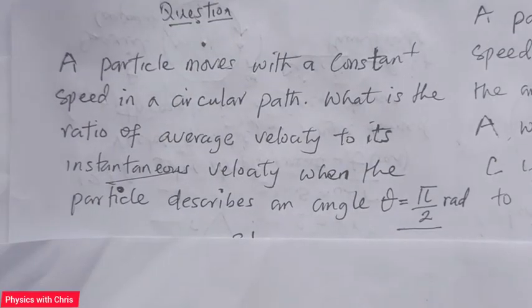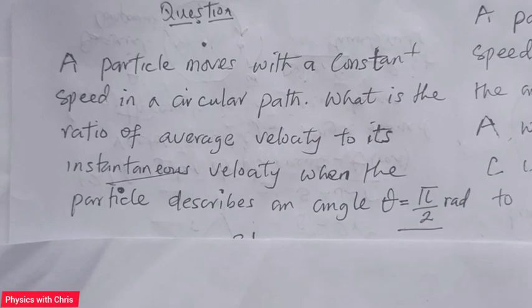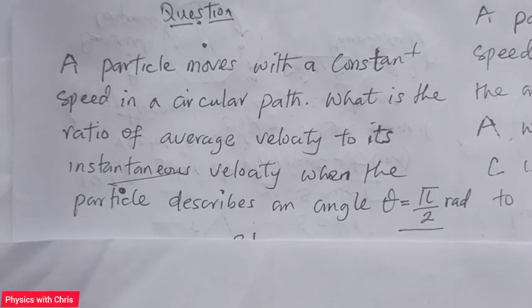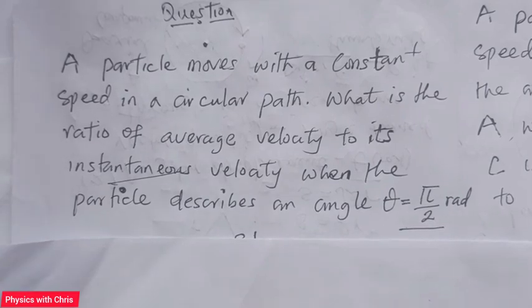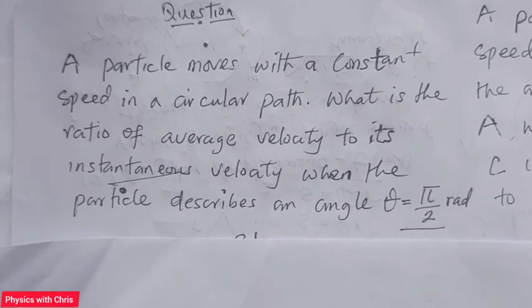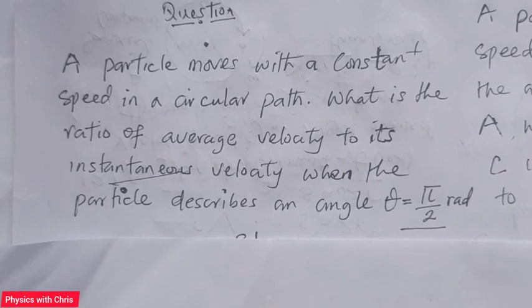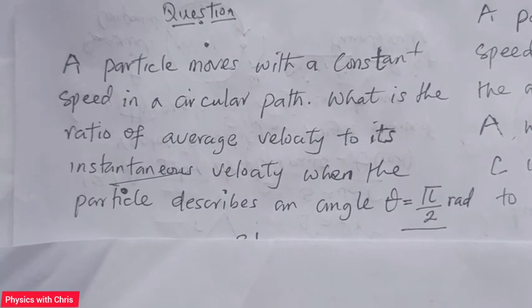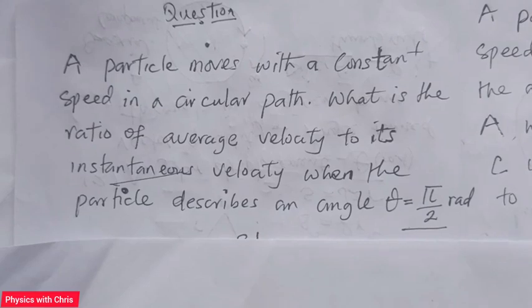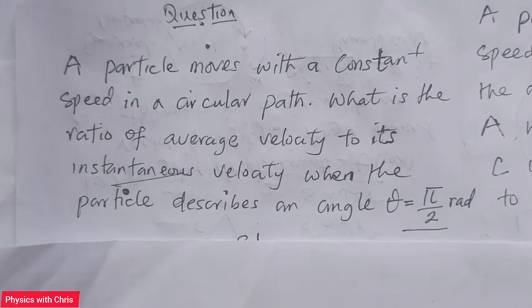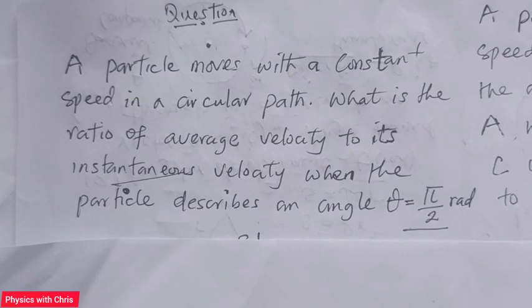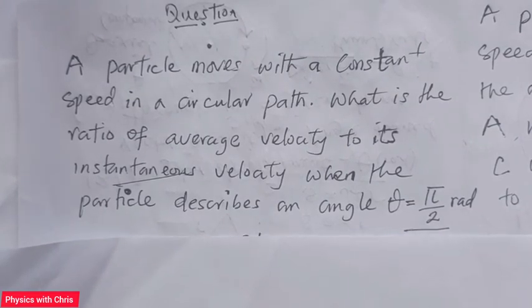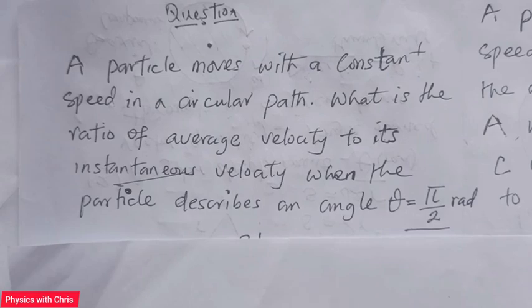Well, in this video, I'm going to be solving this question from circular motion. It's a case of a body that moves with a constant speed in a horizontal circle. A particle moves with a constant speed in a circular path. The question says, what is the ratio of the average velocity of this particle to its instantaneous velocity when the particle must have described an angle equal to pi over 2 radians?